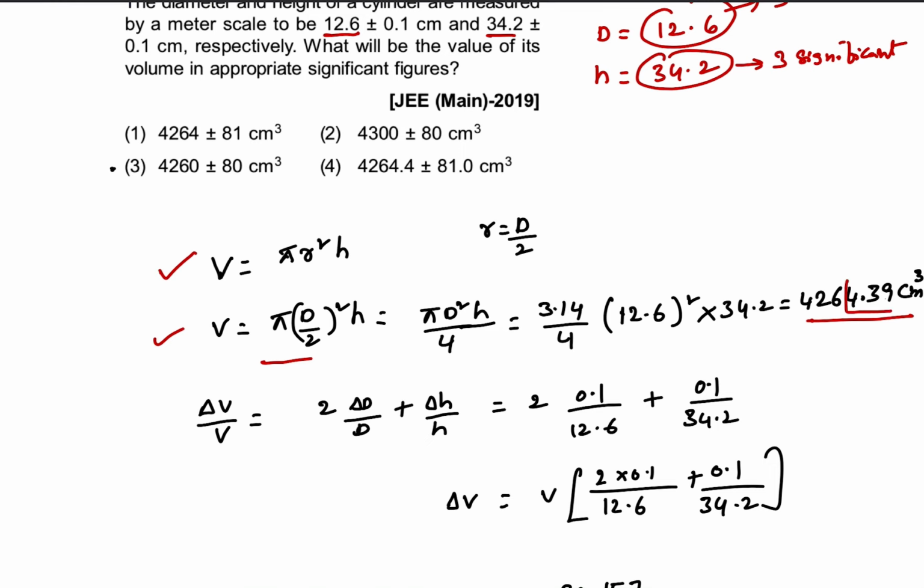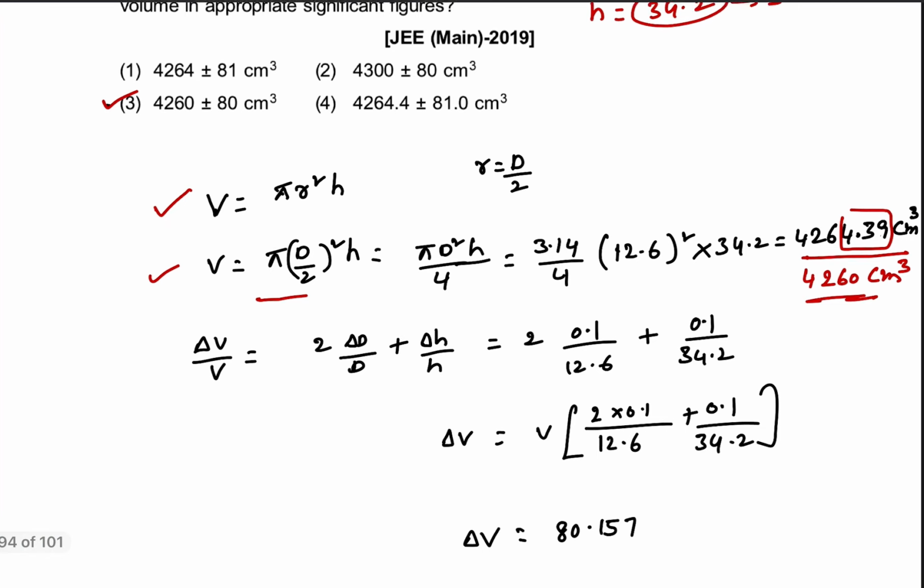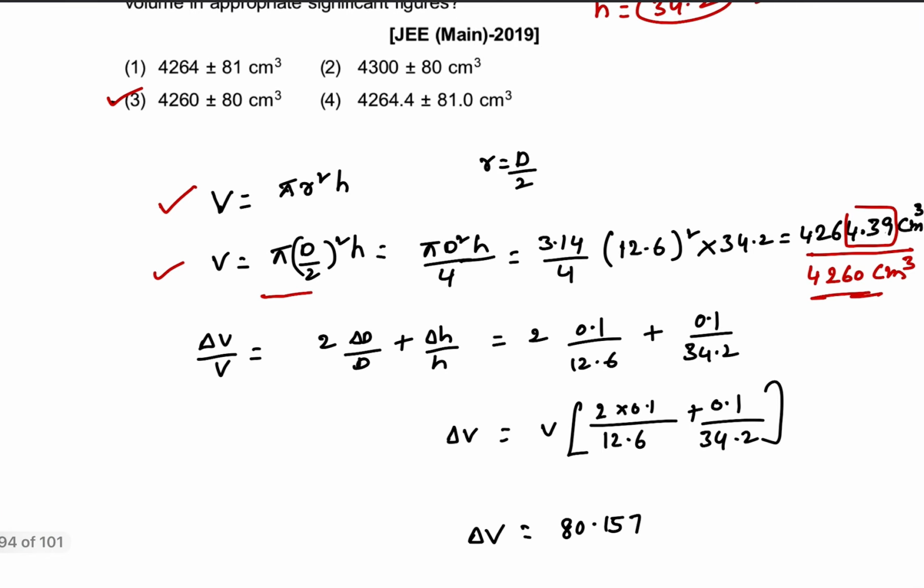Now, whatever volume you are calculating, the answer should have only 3 significant figures. First, you can see that the 4 should also be dropped. The 4.39 is there, and that should be dropped. So to get that, 4260 centimeter cube should be my answer. So I can write 426.